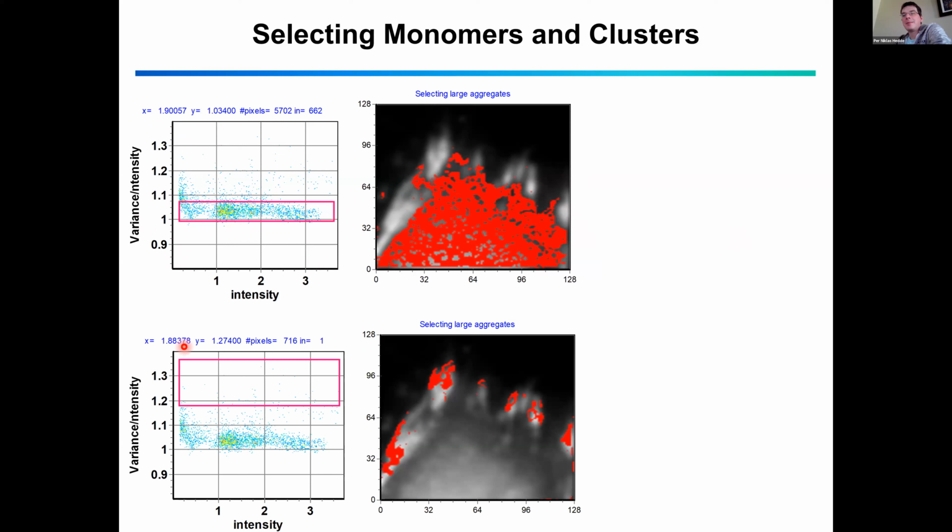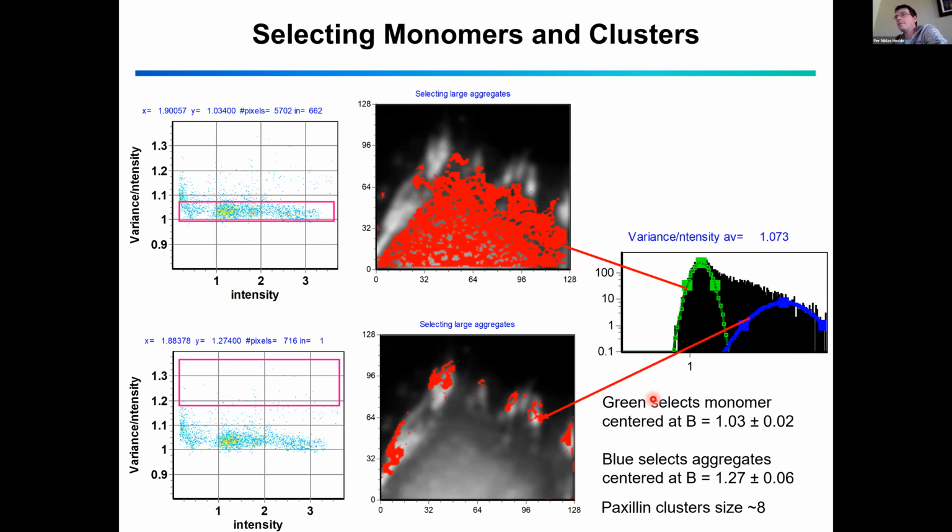Now we select pixels that show a much higher brightness. And you can see that those are near the focal adhesions, but not exactly overlapping with the focal adhesions. Here on the right-hand side, you can see the selection of the different distributions corresponding to monomers and then to higher aggregates, with an average cluster size of about 8 molecules per complex.